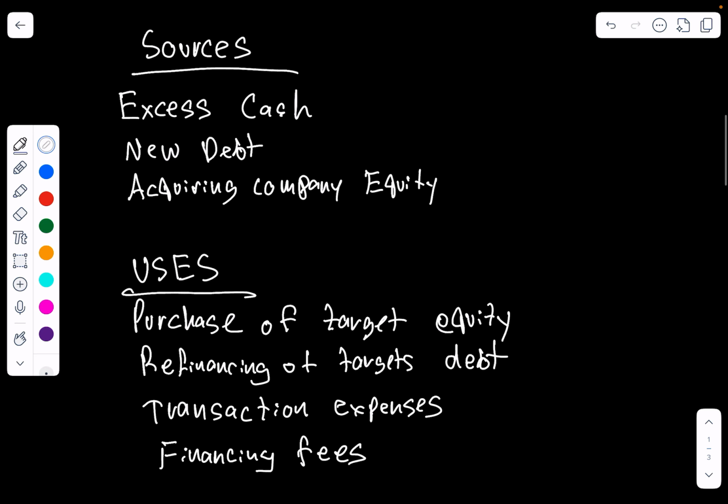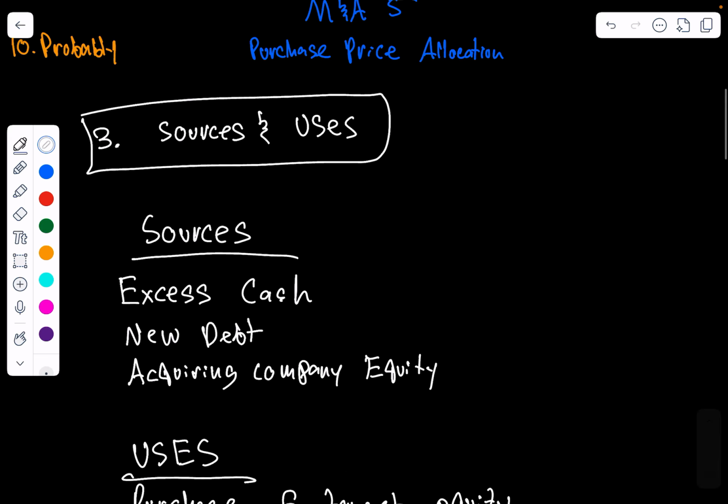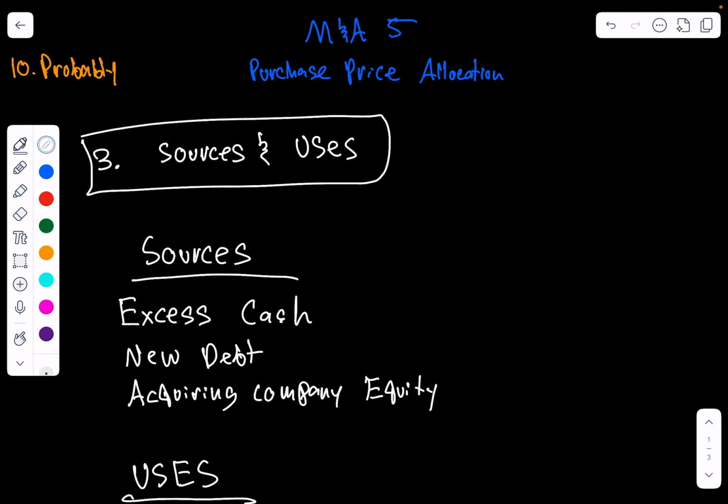Outside of that, now you know how to build out a really basic sources and uses of funds. This is sometimes also called a purchase price allocation schedule. So yeah, hopefully that's been helpful.